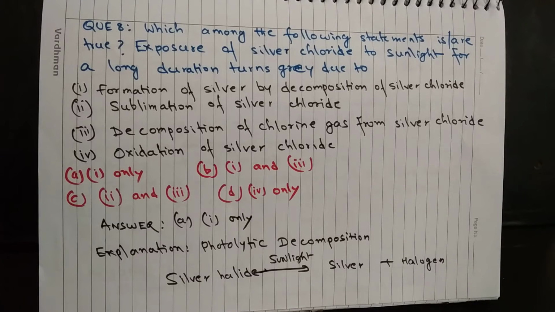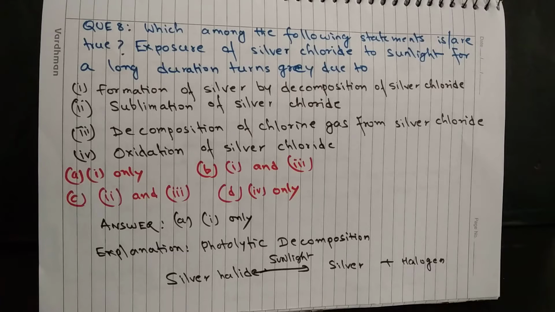Question 8. Which among the following statements is or are true? Exposure of silver chloride to sunlight for a long duration turns gray due to 1. Formation of silver by decomposition of silver chloride. 2. Sublimation of silver chloride. 3. Decomposition of chlorine gas from silver chloride. And 4. Oxidation of silver chloride. The options are A, 1 only, B, 1 and 3, C, 2 and 3, and D, 4 only. Answer is A, 1 only.